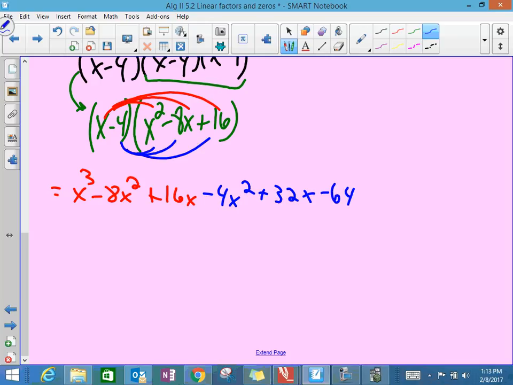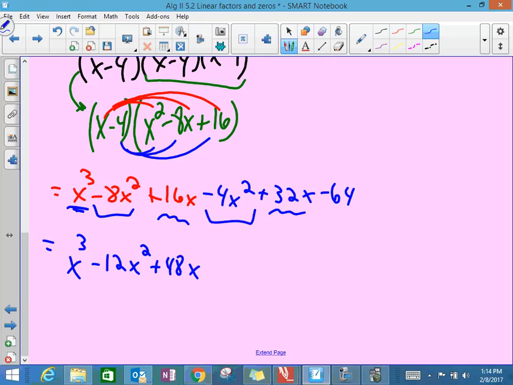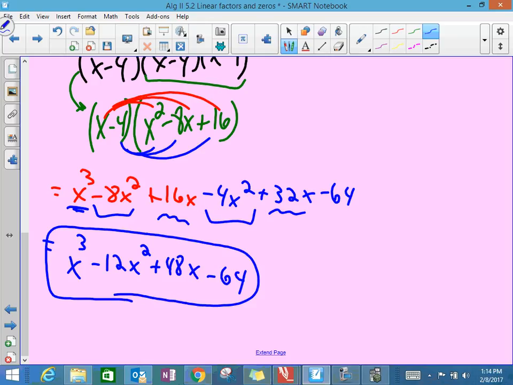Does everybody agree with that? Is that what y'all are getting? Okay. Now I combine like terms. I don't have anything that will combine with x to the third. Negative 8x squared minus 4x squared gives me a negative 12x squared. 16x plus 32x. Is that right? Yeah, it gives me 48x. And then minus 64. Okay? Questions about that?